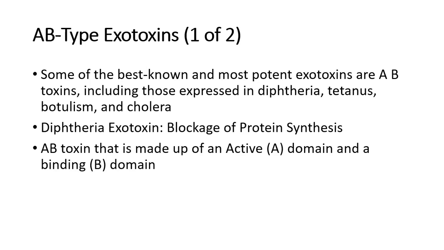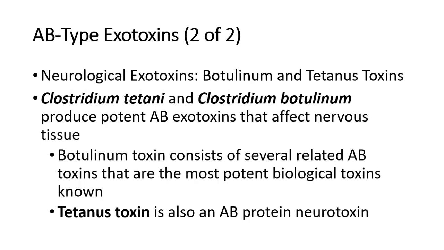So let's look at this. The AB toxins, these are some of the most well-known. They are very potent. And they are the ones that diphtheria, tetanus, botulism, cholera. We'll go through some of these diseases. And some of them will block protein synthesis or whatever. But the AB toxin is named AB toxin because it is made up of the active domain and the binding domain. Okay. So let me go back here.